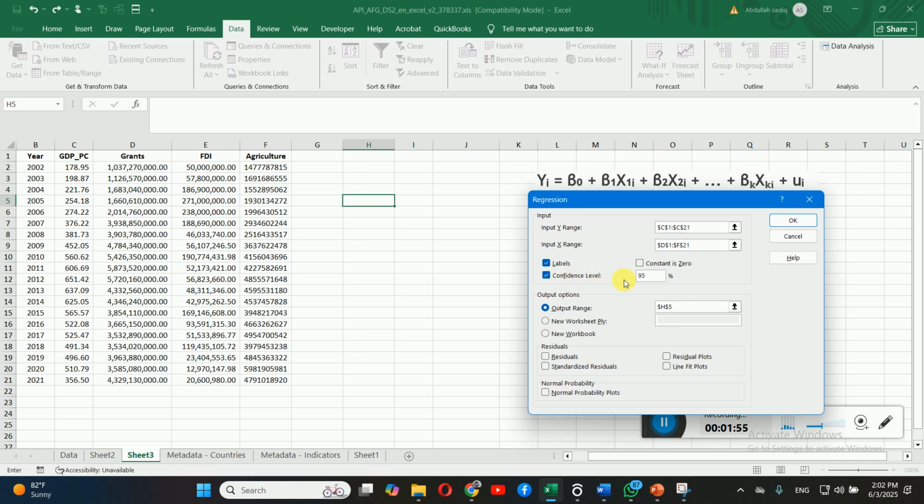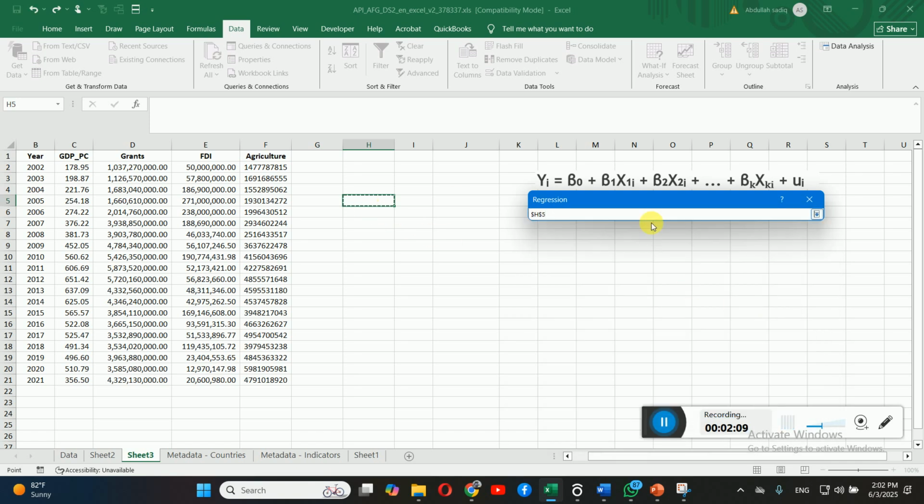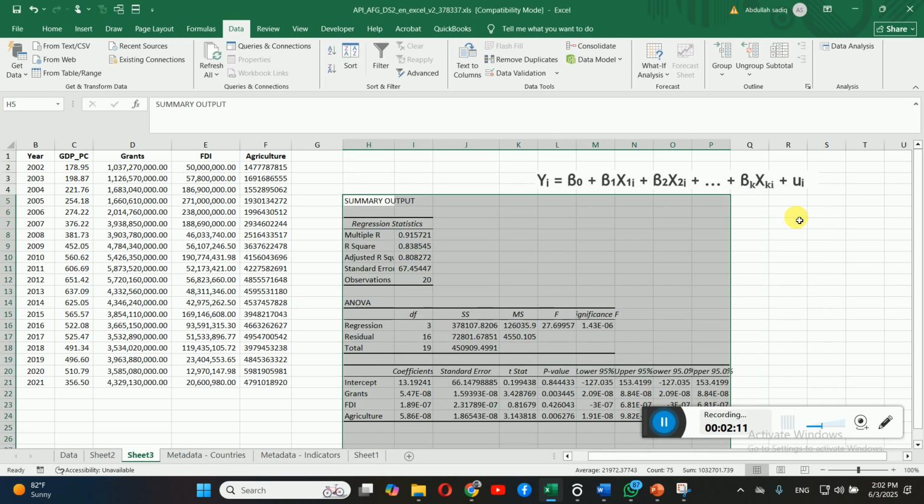And for confidence level, if you are interested to reject your null hypothesis under the significance level of 0.05, then you should choose 95% confidence interval, right? Okay, choose the output range. Okay, yes, here I just need the output. And this is the output result.